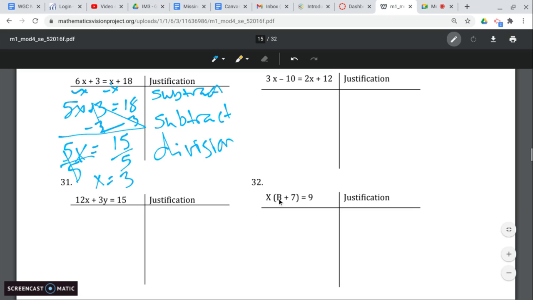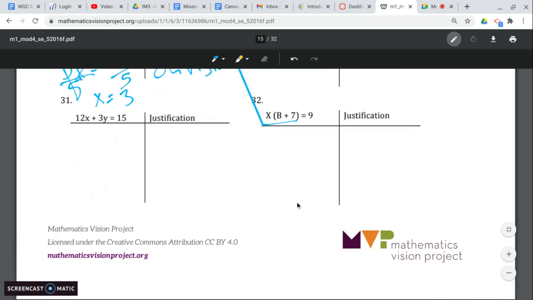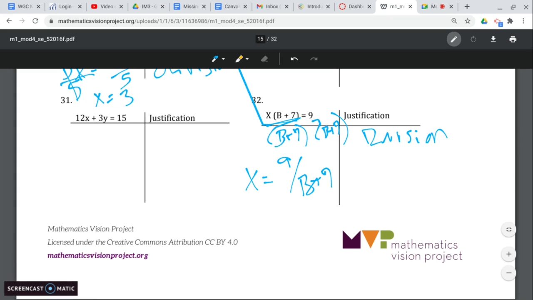So we have x times b plus 7 equals 9. We have another literal equation. We want to get x by itself. Well, the x and the b plus 7 are being multiplied together. So we're going to divide b plus 7 on both sides. So division. So we have x equals 9 over b plus 7. There's our answer. So literal equation. 31 is also a literal equation, but that one will be for you guys to solve.